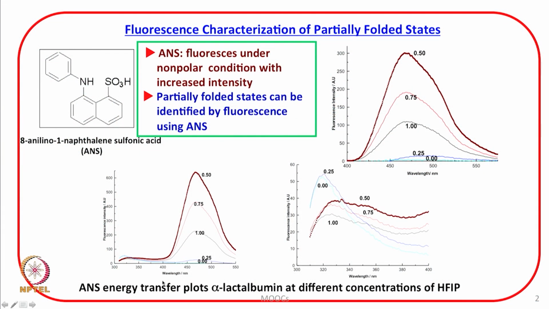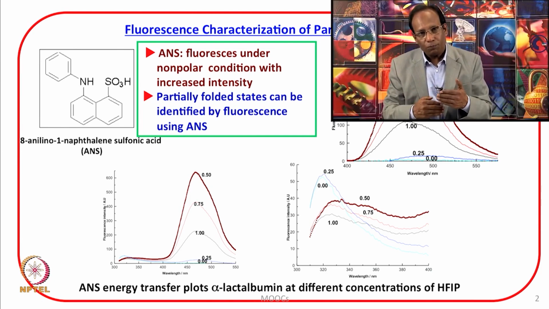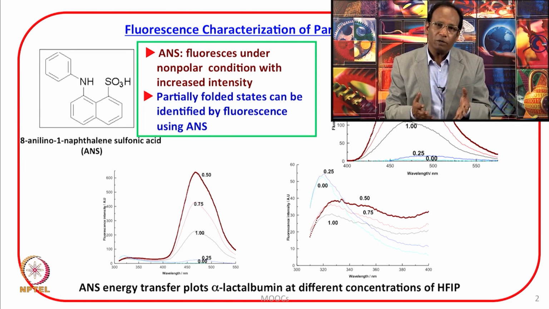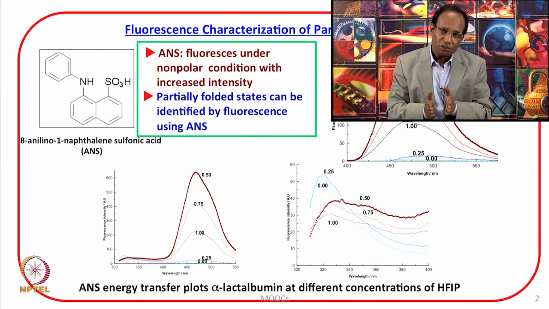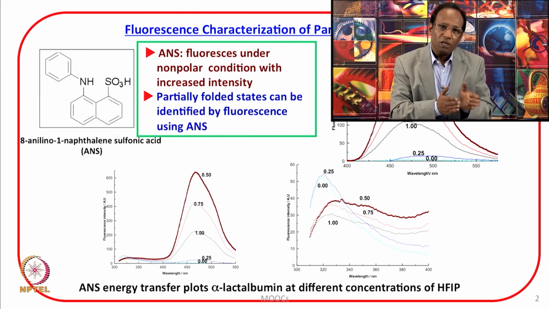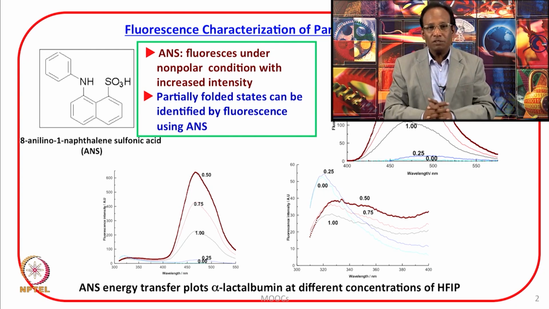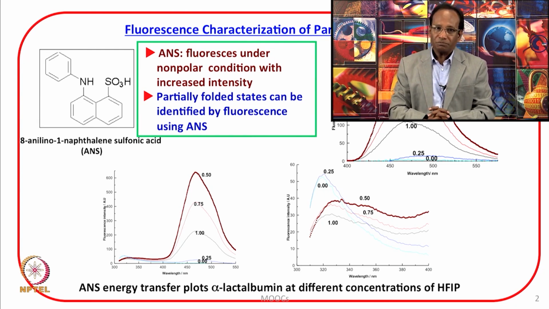For example, the wavelength at which the tryptophan emits coincides with the wavelength at which ANS absorbs. So, therefore, energy transfer is possible, and since the unfolding of protein also changes the environment of tryptophan, that is why the energy transfer can also be used to correlate the changes with the conformational changes in the protein.